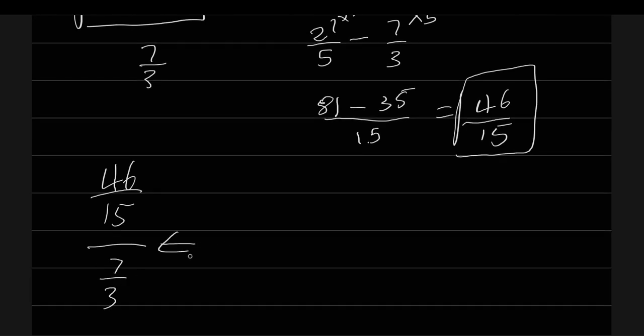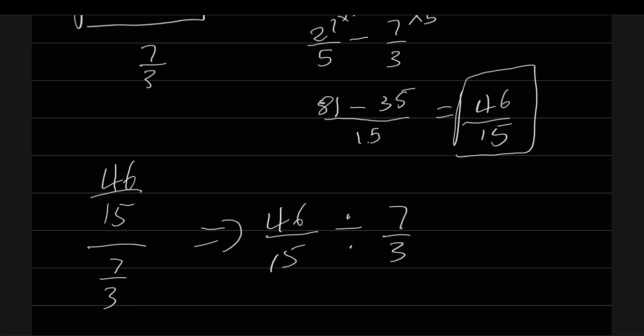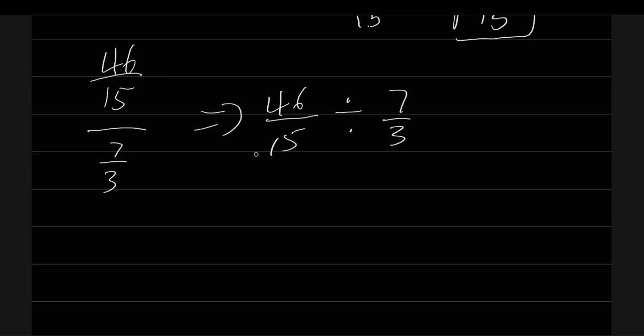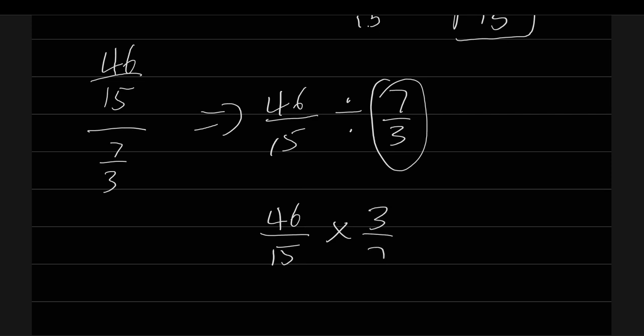And we know how to rewrite that. This is the same as 46 over 15 divided by 7 over 3. And we know how to divide. We've been doing this all the time. So we change this division sign to a multiplication sign and we upturn the divisor. So this will be 46 over 15 multiplied by 3 over 7.